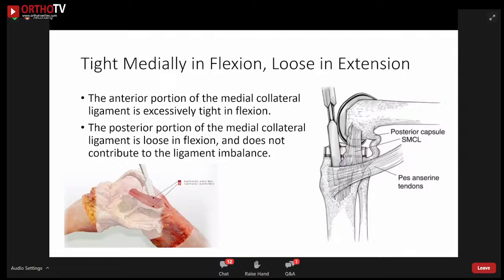So repeating the same thing, if it is tight in flexion and normal in extension, we need to release the anterior portion of the MCL. Usually you release that using a half inch osteotome. You stay on the bone, release up to 8 to 10 centimeters. Make sure you don't injure the pes. You go 8 to 10 centimeters, as you can see in the cadaveric model here, just releasing the anterior structures. Every time you do a release, take your time, do it step by step, and then reassess the balancing. The posterior portion should be left intact because that is contributing to extension. Again, just to remind you, AF: anterior in flexion and posterior in extension.